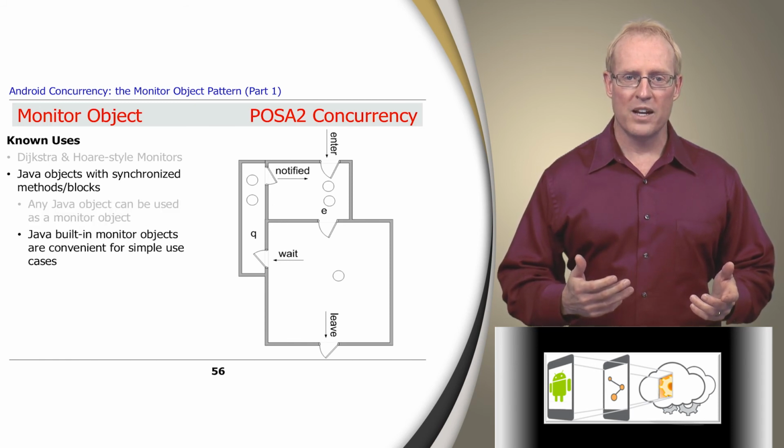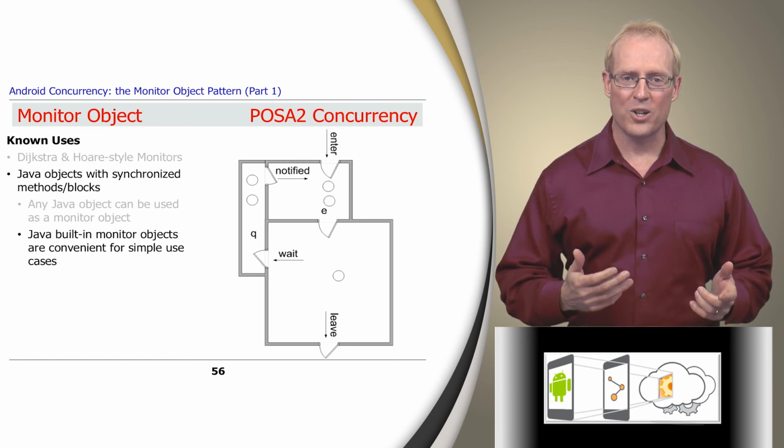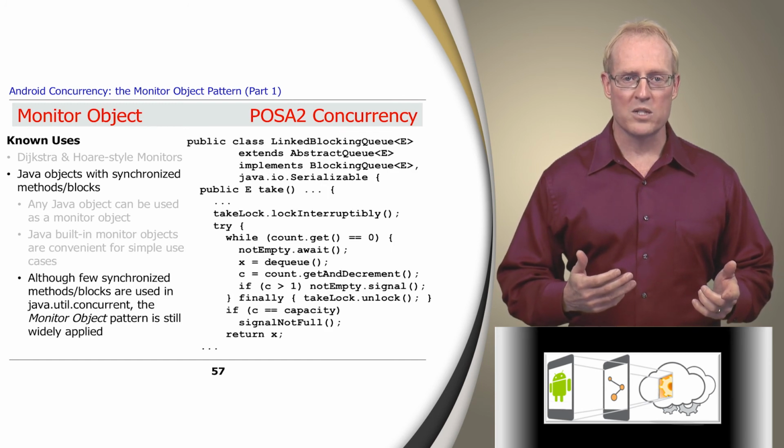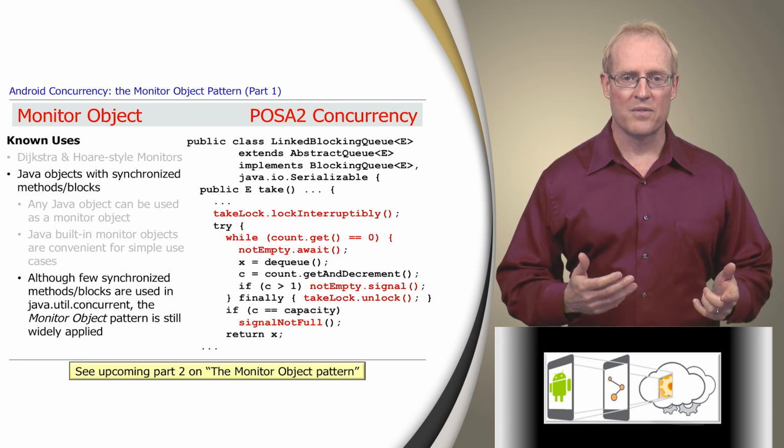Java monitor objects are convenient for simple use cases because they allow threads to serialize their execution implicitly via synchronized methods and coordinate their activities via calls to the wait, notify, and notifyAll methods, defined on all Java objects. Although Java built-in monitor objects are not well suited for more sophisticated use cases, such as the classes in java.util.concurrent and Android's concurrency frameworks, the monitor object pattern is still widely applied in this code, as shown in our analysis of the LinkedBlockingQueue class in part 2 of the monitor object pattern video.